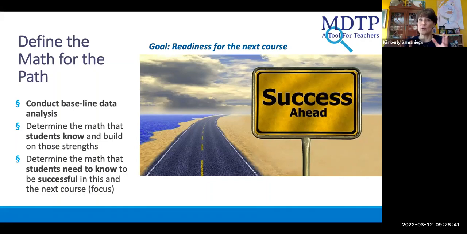So that's also a balancing. In this course, the math they need to know, and if for some reason they have something we've identified in data that shows that you need to intervene with that data so that they can access your current content. The math they need to know when they move on. How are you going to bridge that between now and when they exit your course? So that's the focus.